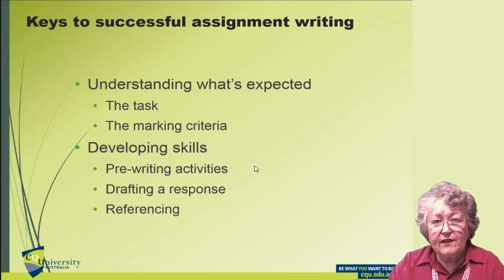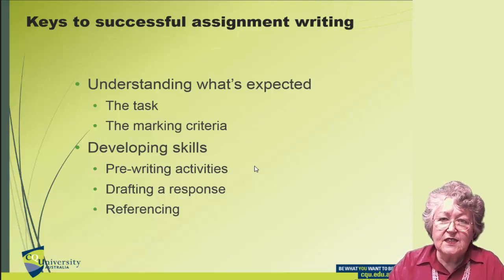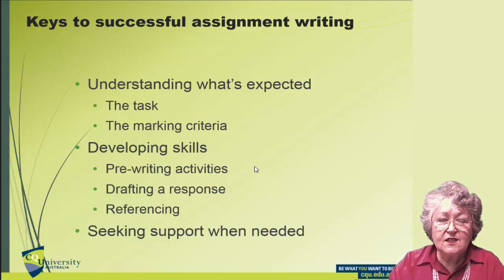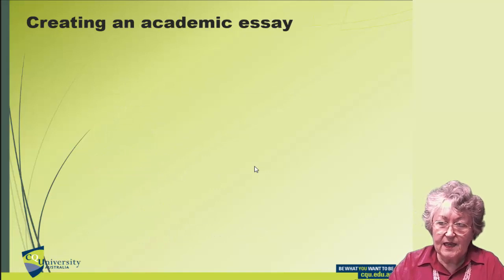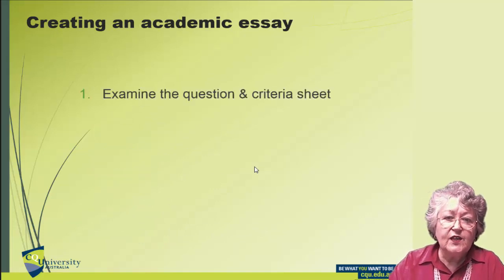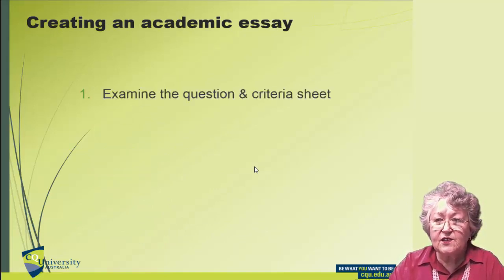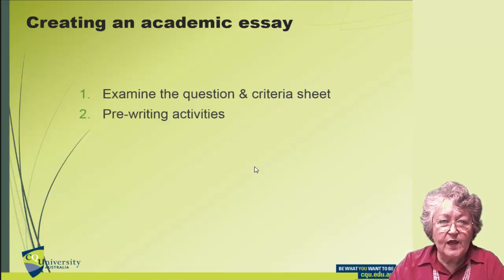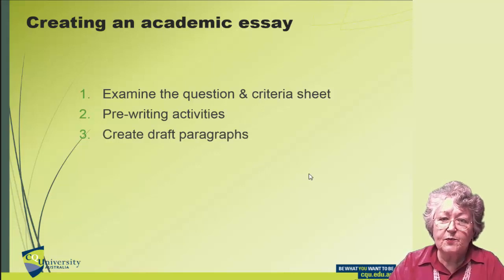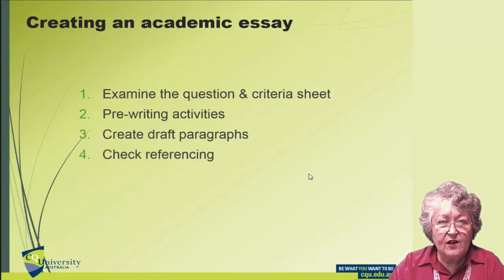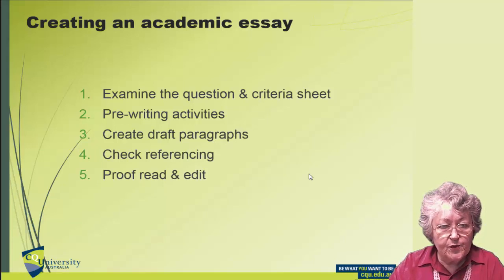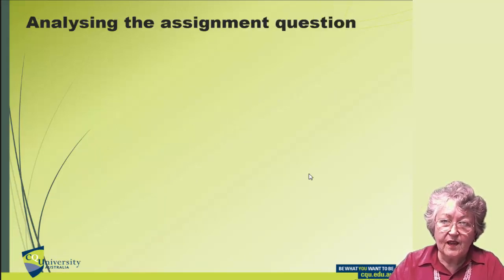But perhaps more importantly than all, the best key to successful assignment writing is to seek support when it is needed. So let's have a look at what it takes to create an academic essay. The first thing you need to do is examine the question and the criteria sheet. Then we go through the pre-writing activities. Then we create our draft paragraphs, followed by a check of the referencing, a final proofread and an edit, and then you are ready to submit.